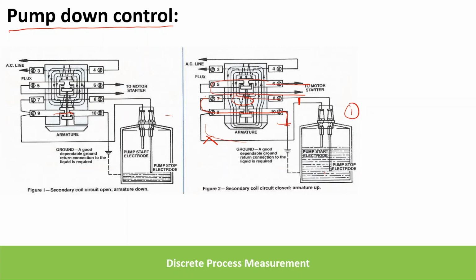Once the level goes below this pump electrode, what will happen? Both this and this are disconnected. Because of that the secondary coil doesn't see any low impedance path, and the relay will be deactivated. Once it gets deactivated, here you can see this will become NO and also this will become NO. So no voltage is applied to the pump or pump motor starter.